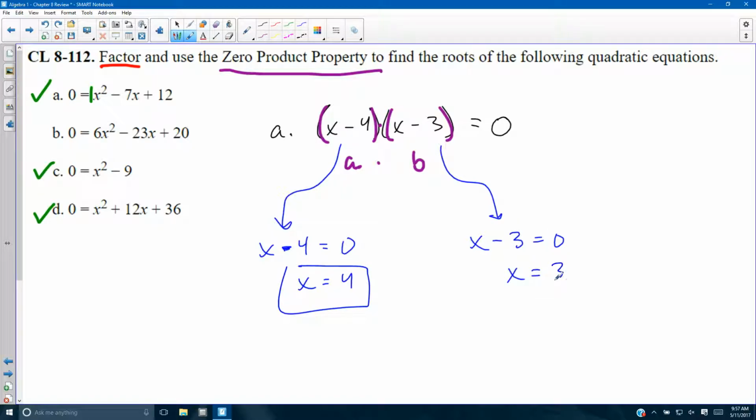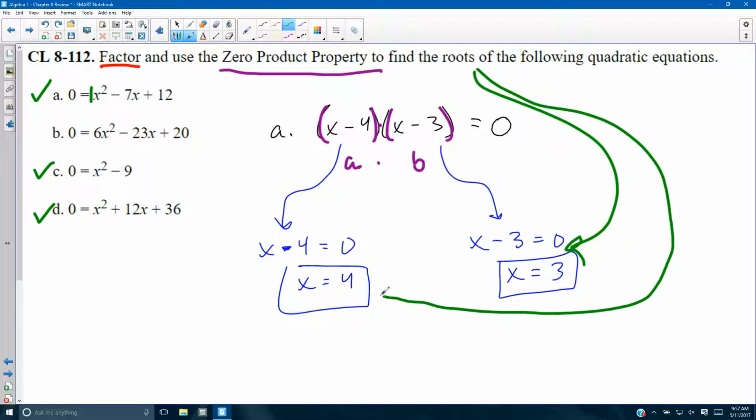That value is 3. So these are solving for x here. They ask us to find the roots of the following quadratic equation. Roots are the values of x when y equals 0 in an equation. And you don't see a y here, but y would have been right here. Substitute 0 for y. So these are the roots.